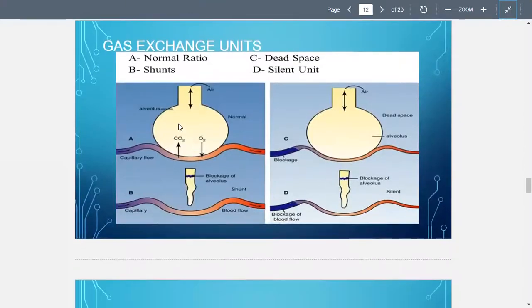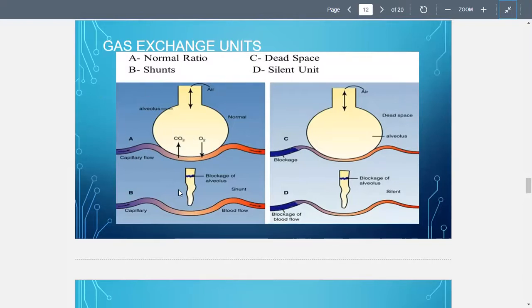And here's some pictures here. All right. A, B, C, D. A is a normal ratio. Look at this. You got air in the alveolus. You have capillary blood flow. That's normal. This is a normal unit, right? Good volume and good blood flow.